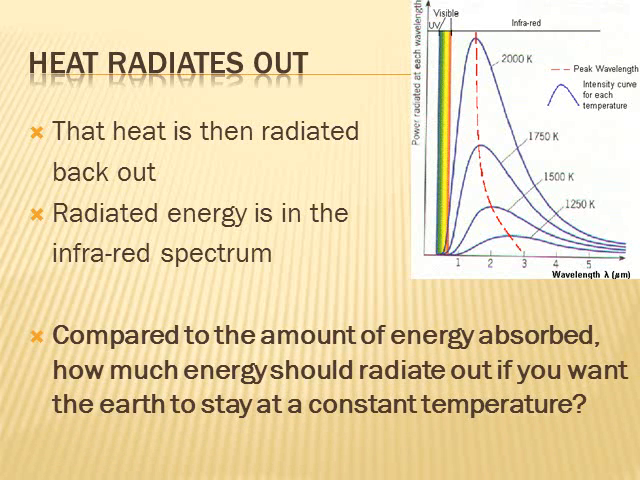So compared to the amount of energy absorbed, how much energy should it radiate back out if you want it to stay at a constant temperature? The two should be the same if you do not want your overall temperature to increase. Granted, it will absorb more than it spits out during the summer when it does get hotter, and during the winter it radiates out more than it absorbs, and that's why it cools down. But overall, as a general average, it should be the same if you're going to keep the average temperature the same.